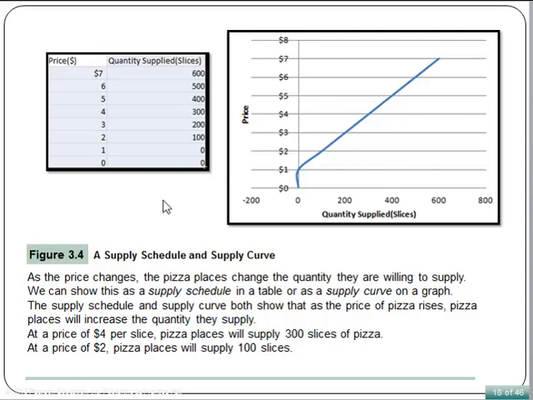We can show this as a supply schedule in the table or as a supply curve on the graph. The supply schedule and the supply curve both show that as the price of pizza rises, the pizza places will increase the quantity they supply. At a price of 4 per slice, pizza places will supply 300 slices of pizza. At a price of 2, pizza places will supply 100 slices.